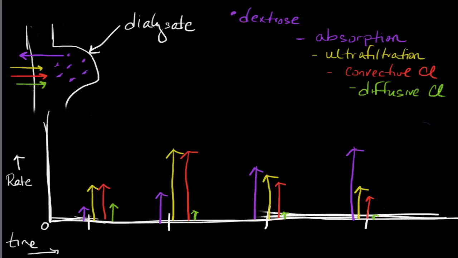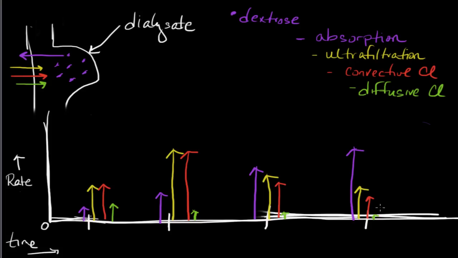And then finally we have diffusive clearance, which has its greatest rate probably near time 0, because there's no concentration of solutes in the peritoneal space, but decreases over time rather rapidly. And so this is a generalized estimated graph of what happens to a patient when they're conducting peritoneal dialysis.